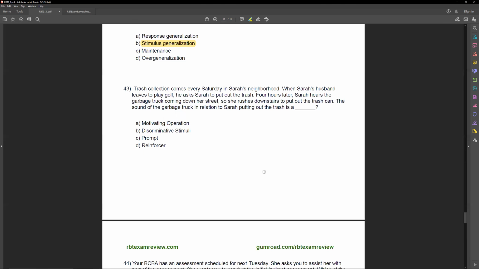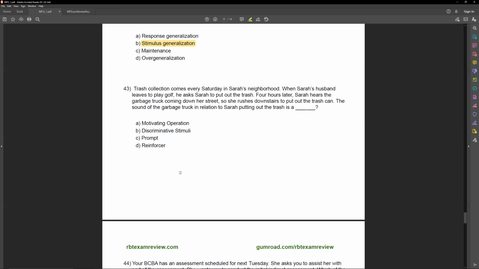So Sarah's upstairs, right? She knows she needs to put out the trash, okay? As soon as she hears that garbage truck, what does she do? She runs downstairs, puts out the trash can, and the consequence of putting out that trash can is the trash gets picked up, okay? So her hearing the garbage truck is a what? Is it a motivating operation, a discriminative stimulus, a prompt, or a reinforcer?